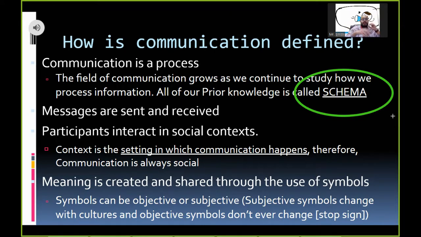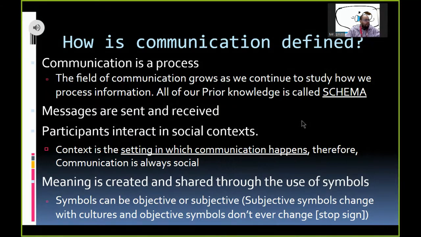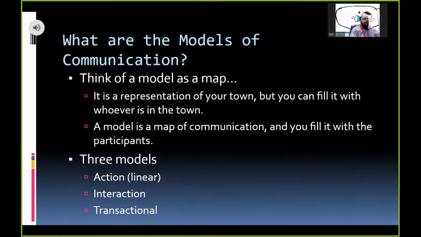Okay, so subjective symbols like the flag are subject to different takeaways, but you can't really pull up on a stop sign and be like, to me, this just means go faster, right? So that's not how that works. So subjective symbols can change and objective symbols don't change. Let's move on. Let me get rid of that drawing first. Perfect. All right. What are the models of communication?